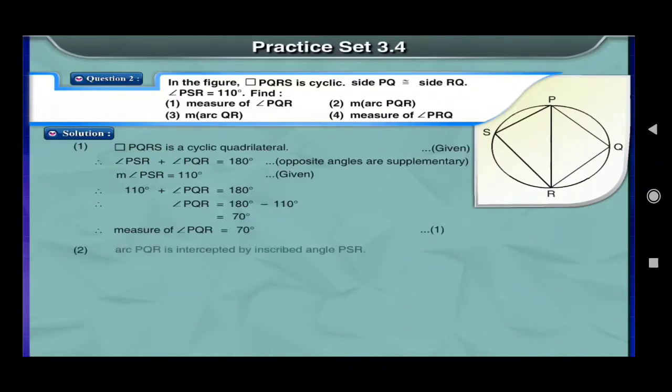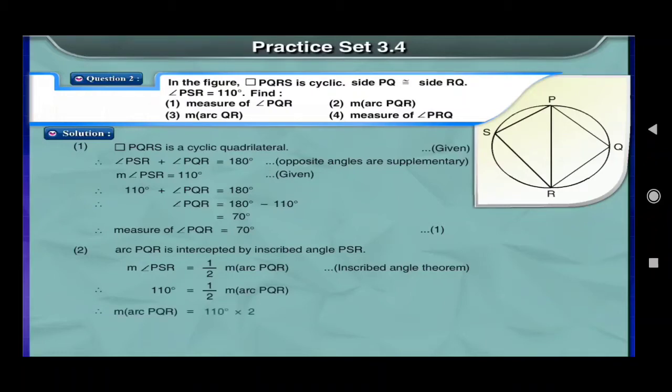2. Arc PQR is intercepted by inscribed angle PSR. By inscribed angle theorem, measure of angle PSR is equal to half measure of arc PQR. Therefore, 110 degree is equal to half the measure of arc PQR. Therefore, measure of arc PQR is equal to 110 degree into 2, that is equal to 220 degree. Therefore, measure of arc PQR is equal to 220 degree. Let this be statement 2.